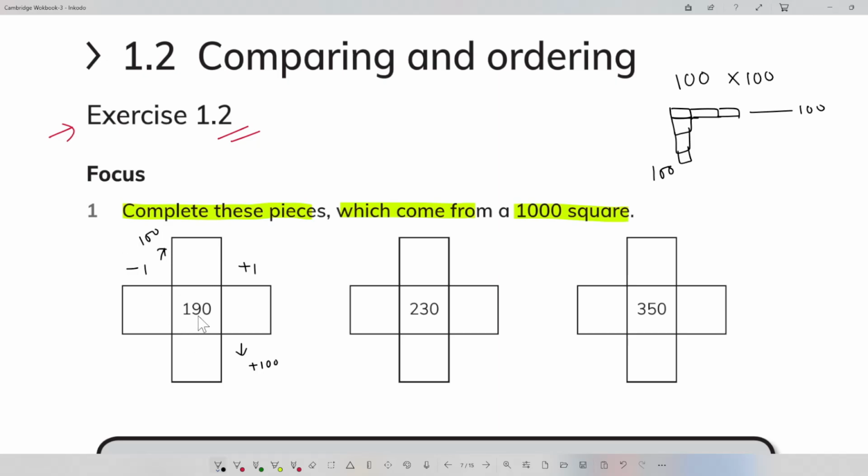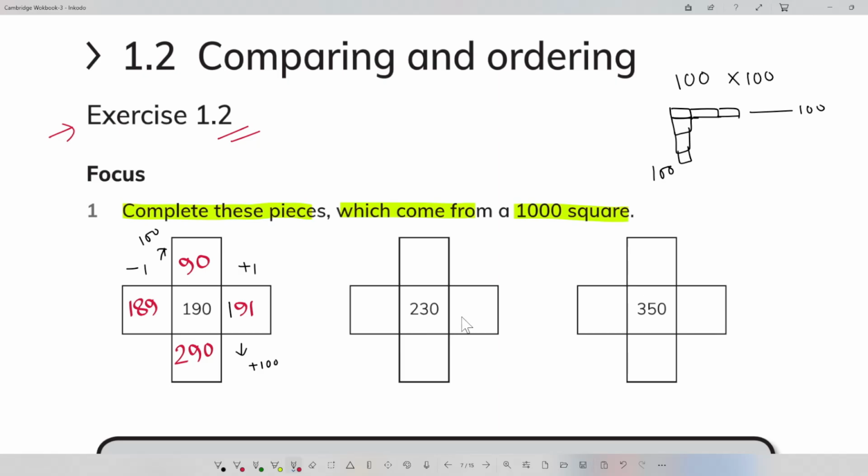So here is 190. On the right side it would be what? 191, and left side it would be 189, and down it should be 290 because we add 100, and up it's only 90. Okay, so first one done.